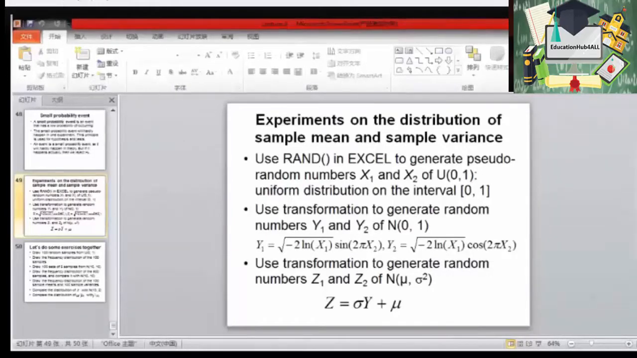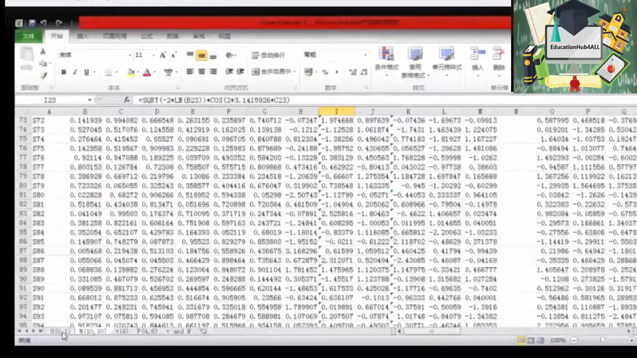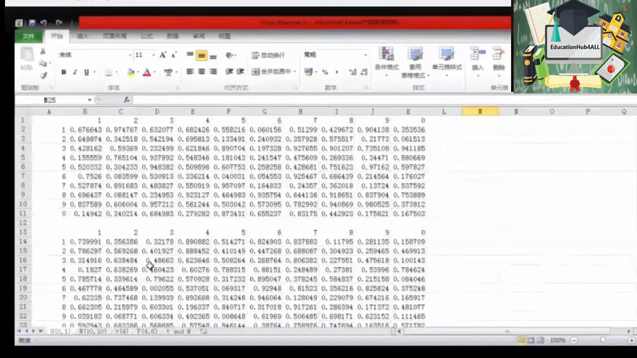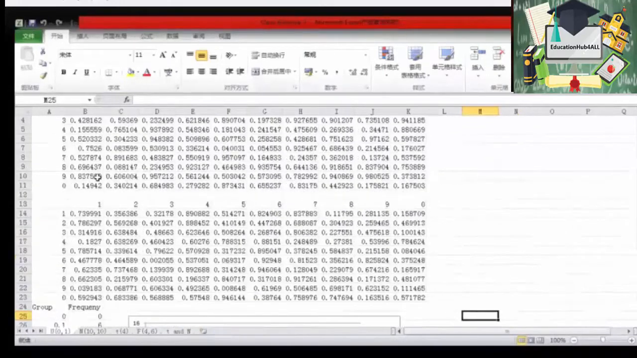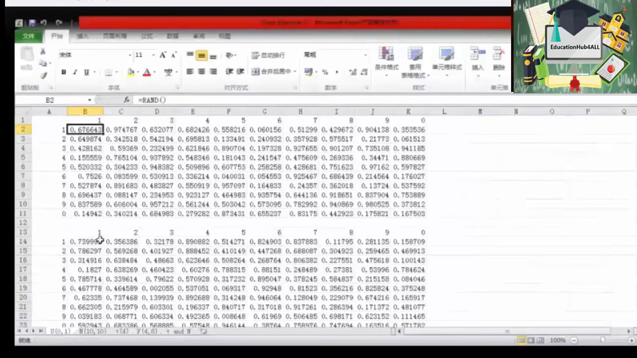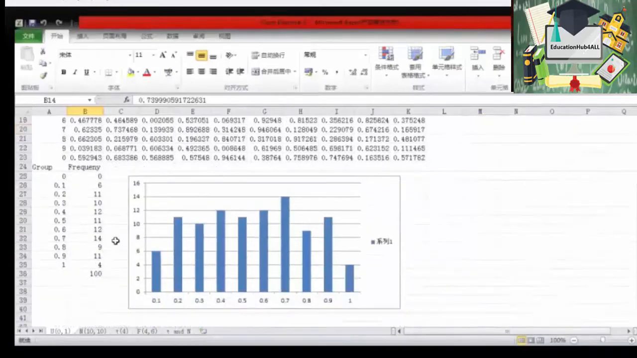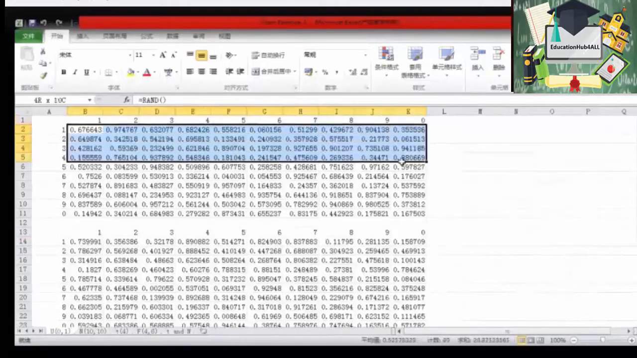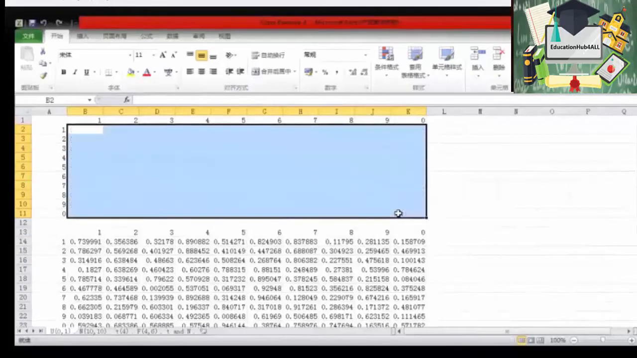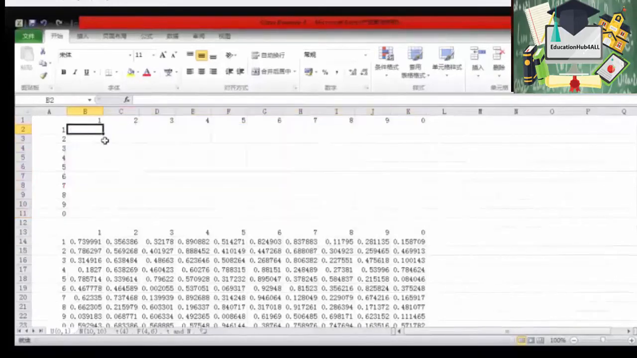Let's see. I want to open Excel. So first I just draw some random numbers and make a frequency distribution. Maybe I remove this, so we can start from the beginning.